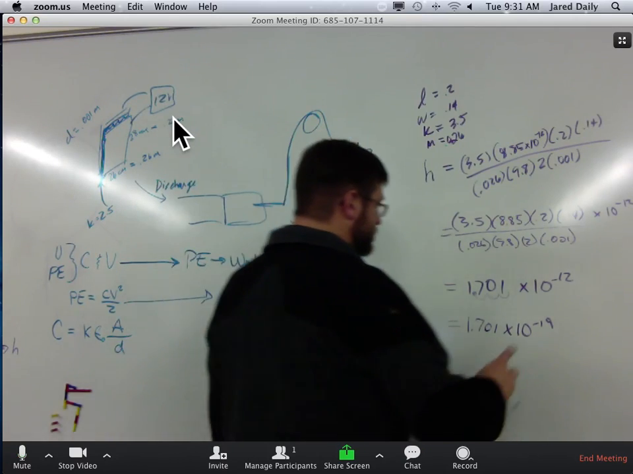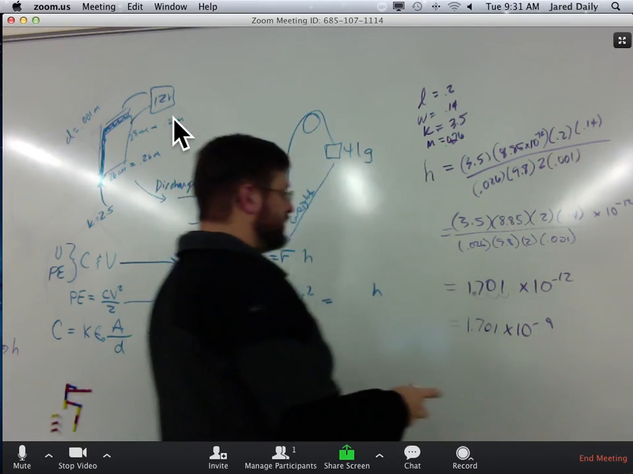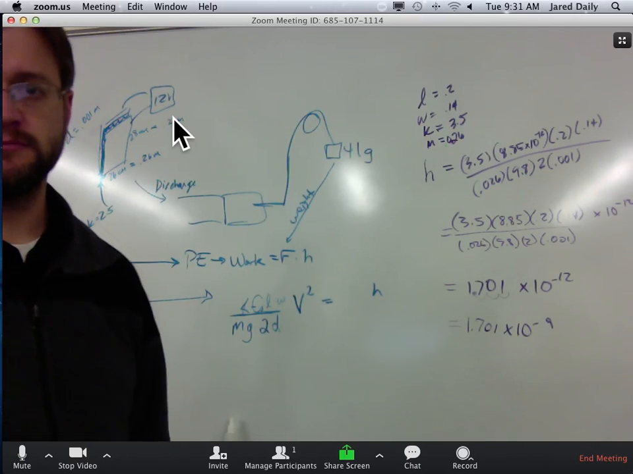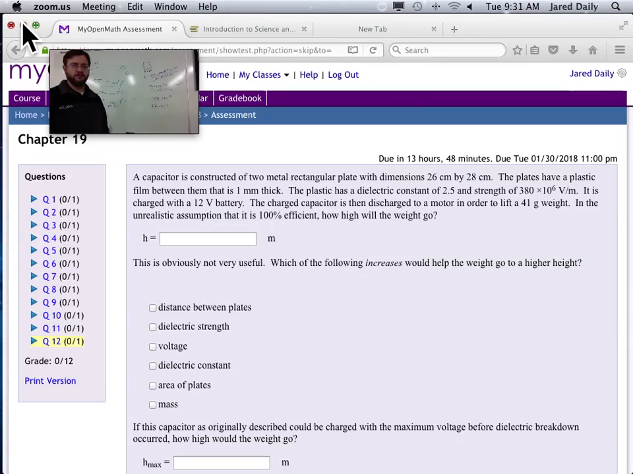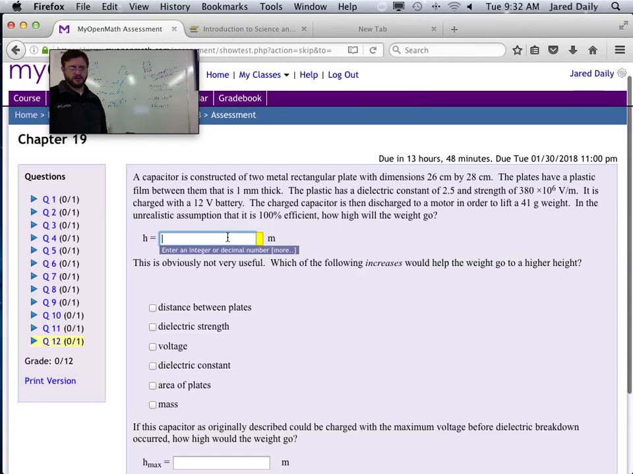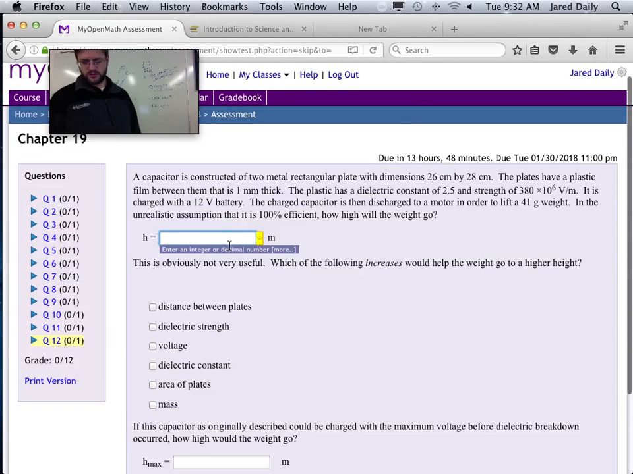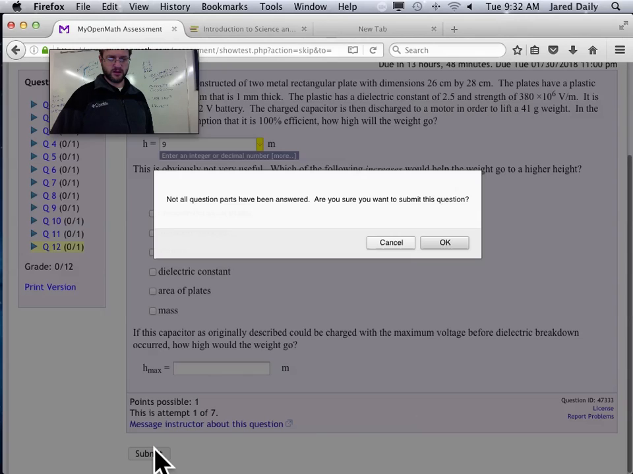Not 10 to the 19, 10 to the minus 9. Not very much height. 0.7 nanometers. I wonder what the answer is here. Put in 9. Can I submit something here? Yeah.